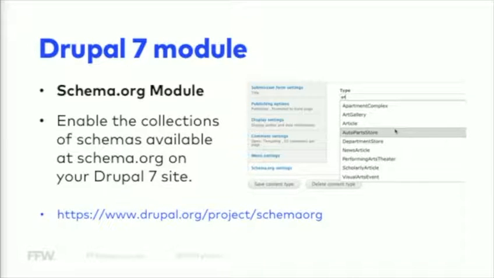For Drupal 7, it's really simple. There's a module called the schema.org module. You can go to Drupal.org and download it. What it does, quite simply, is it enables all of those schema.org vocabularies right inside of your Drupal site. So when you create a content type in Drupal, it allows you to create those mappings right inside of Drupal very easily.